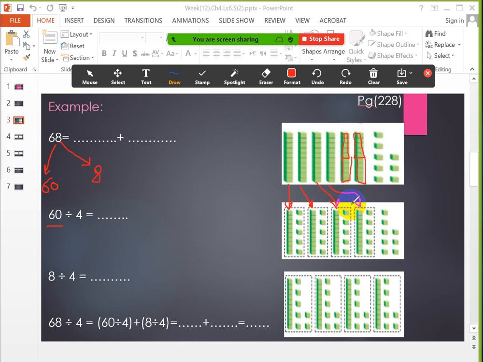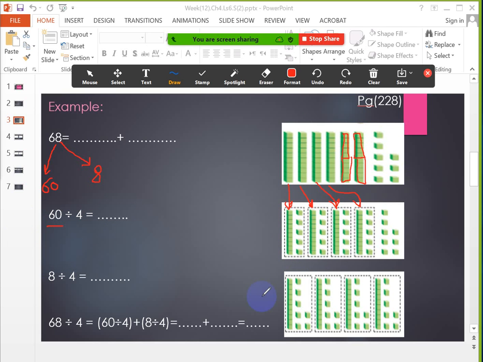So I break down the two longs. Each group will take 5 small cubes. This is how I will divide 60 by 4 by using base 10 blocks. Now I want to divide the 8. So when I divide the 60 by 4, what's the answer for the division? What's the number in each group? Who will tell me? What's the number?